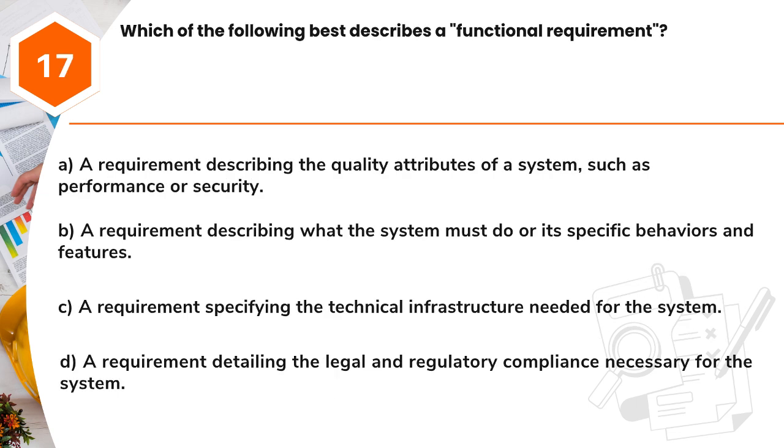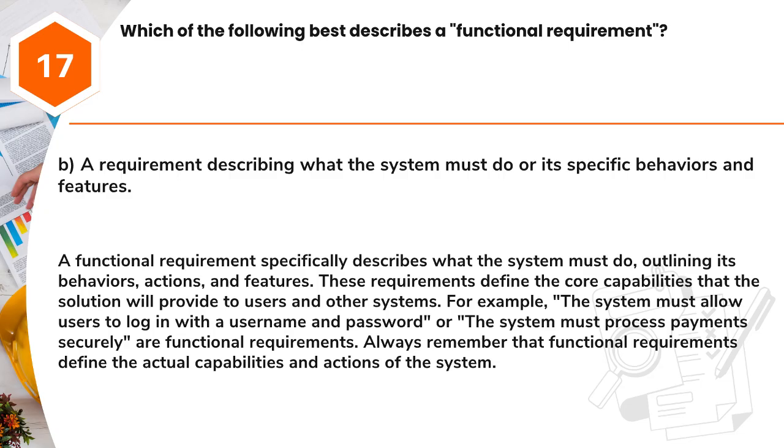Question 17. Which of the following best describes a functional requirement? A. A requirement describing the quality attributes of a system, such as performance or security. B. A requirement describing what the system must do or its specific behaviors and features. C. A requirement specifying the technical infrastructure needed for the system. D. A requirement detailing the legal and regulatory compliance necessary for the system. Answer: B. A requirement describing what the system must do or its specific behaviors and features.